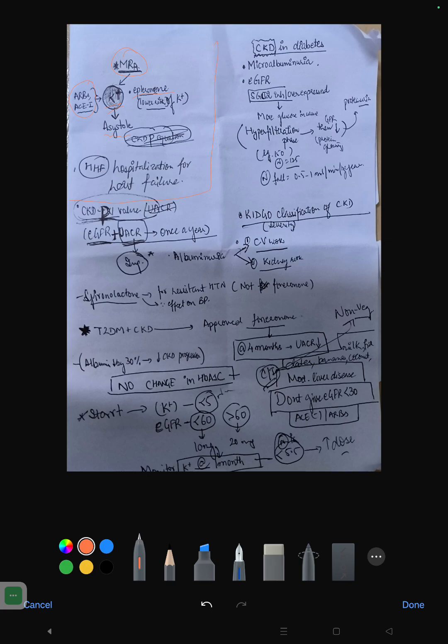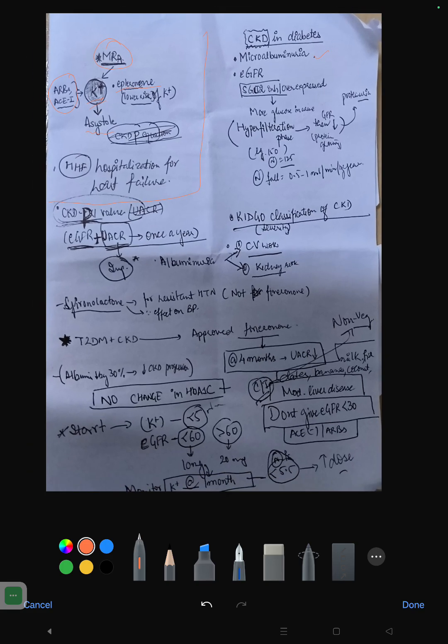Next, we come to what is CKD in diabetes. What are the features? Whenever there is a CKD in diabetes, we should look for microalbuminuria. We should look for the glomerular filtration rate, and when there is a CKD in diabetes, SGLT2 inhibitors are overexpressed, and this leads to more glucose in urine.